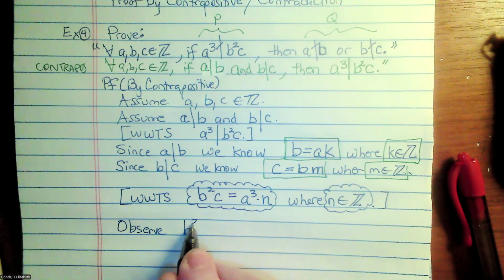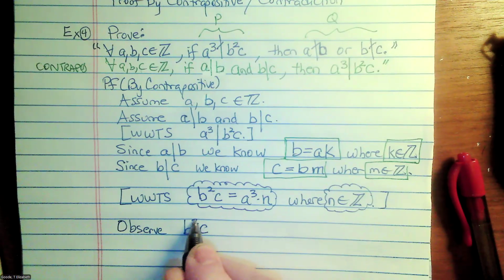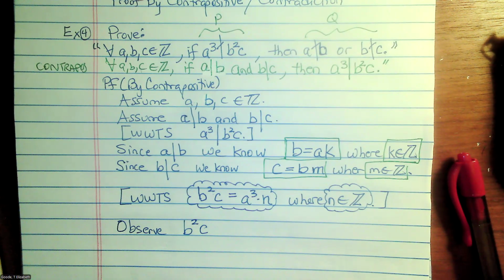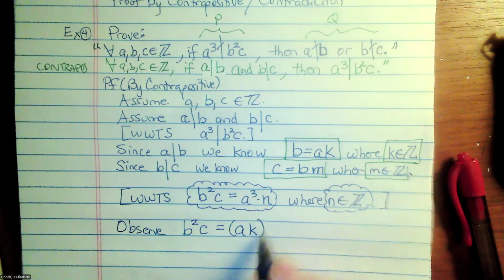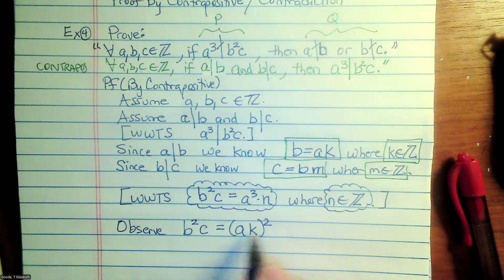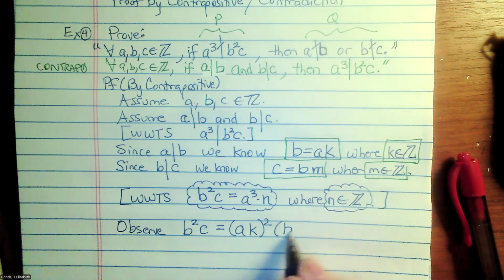We're going to look at B squared C. We're going to look at that quantity. So what is B squared C equal to? B squared C is equal to (AK) squared, the AK quantity squared, because the A is going to get squared and the K is going to get squared. And then what is C? C is going to be BM.